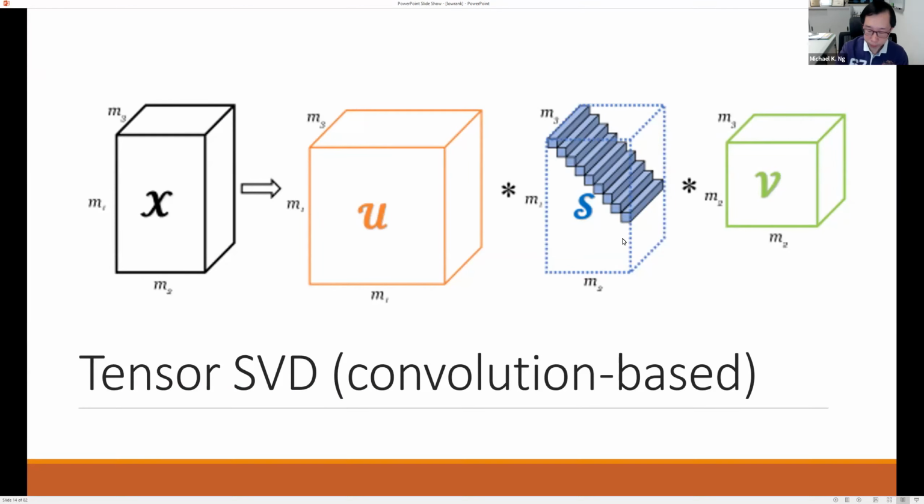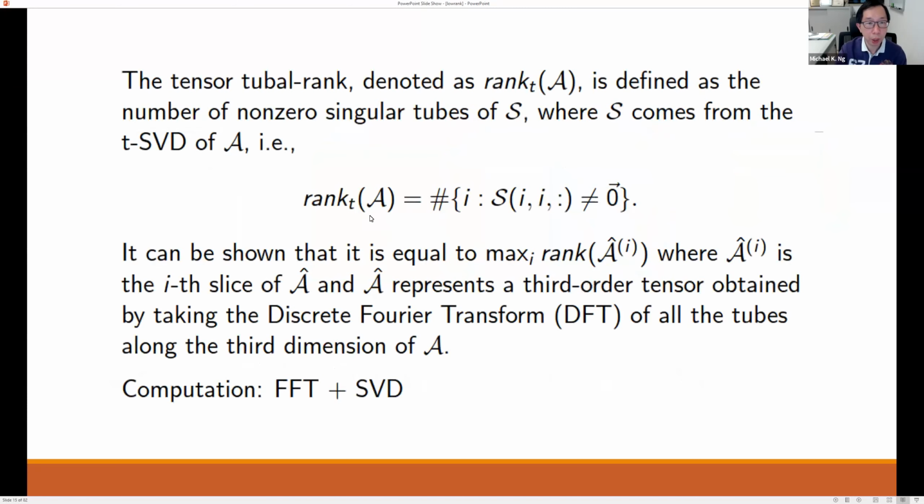Because now instead of numbers, you're looking at a tube, so you count the number of tubes. So you define the so-called tubal rank. And in terms of computation, it's also based on FFT and SVD. You can get this representation, and this is true for every order of the tensor. So in terms of representation, it is very powerful.